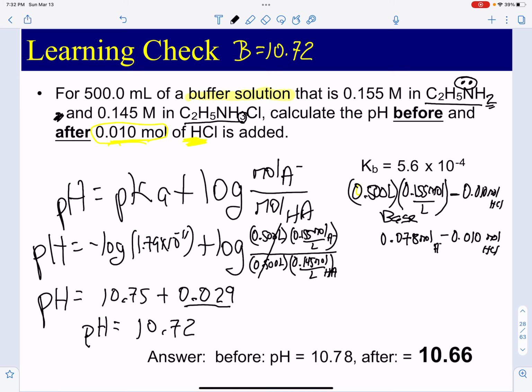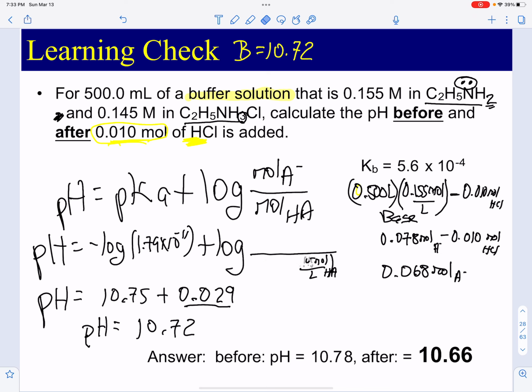So that tells me that I'm going to have 0.068 moles of the base, or the conjugate base. So for this particular case, what goes on top is going to be how much of the base remains after adding the acid to it. And the answer is 0.068 moles of the C2H5NH2, which is the conjugate base.